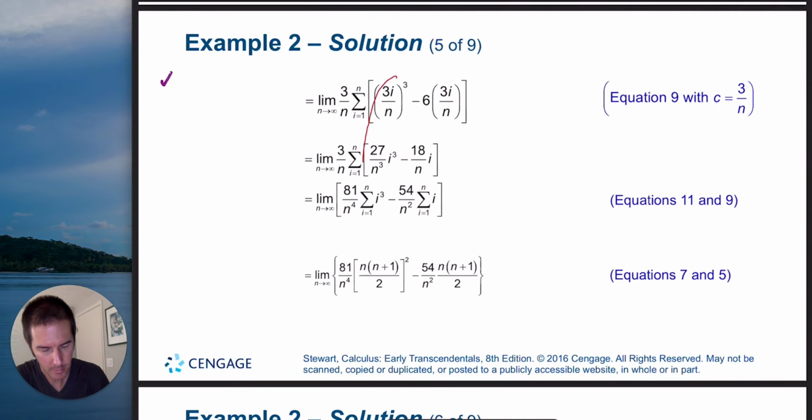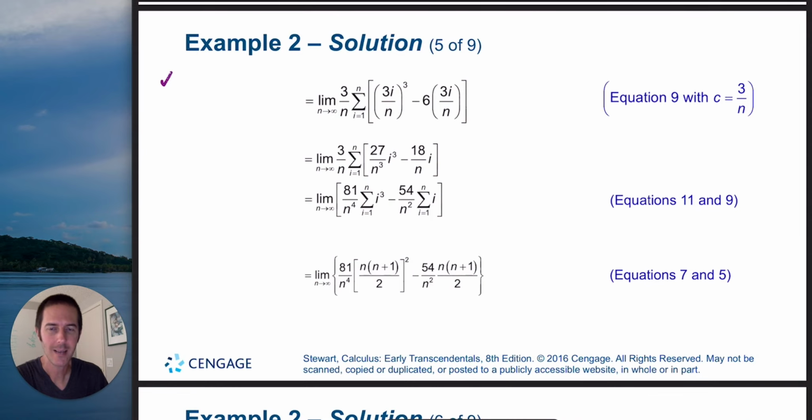3i over n being cubed results in the 27 over n to the third, i to the third, right? So we're cubing everything. And in this term, we're simply distributing. The 6 gets multiplied into the numerator. Nothing else has changed.